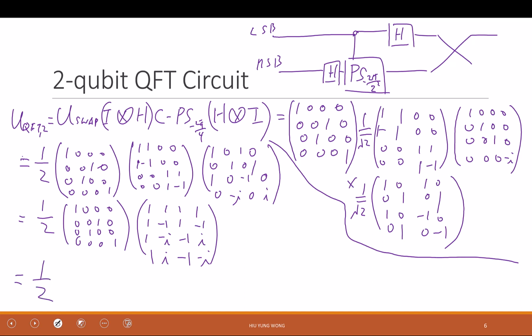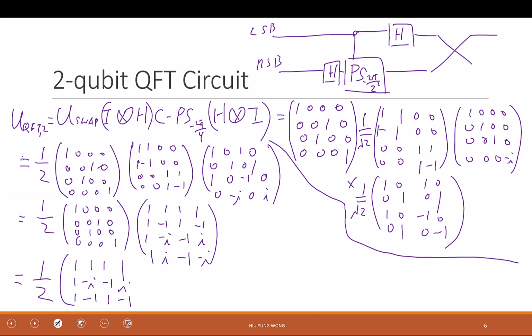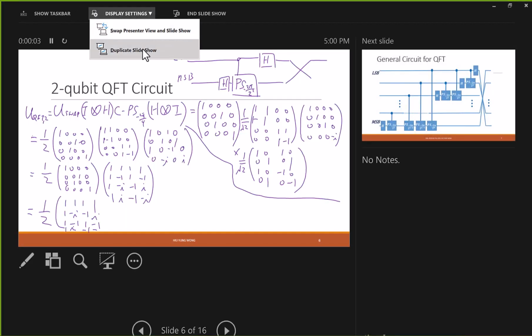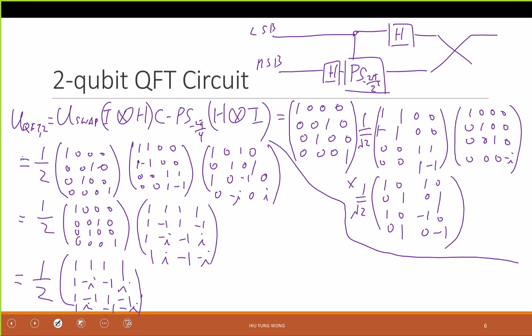And finally, of course, this is just copying like what we say, right? This is a swap gate. What it does is to keep the first row and then take the third row to the second row because it's a swap gate. And then put the second row to the third row. No, I did it wrong. The second row to the third row should be negative one, one, negative one, and then keep the fourth row. i, negative one, negative. Sorry for the writing, but you see that, right?